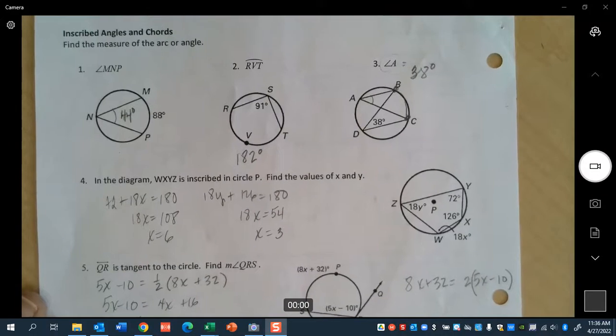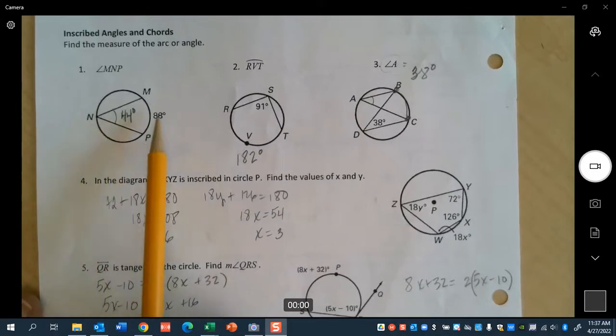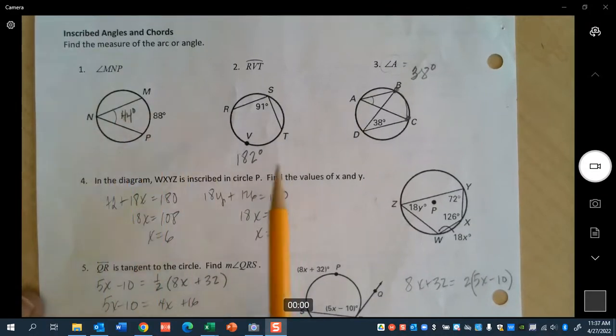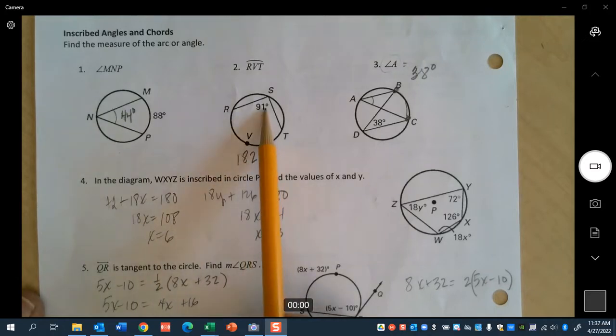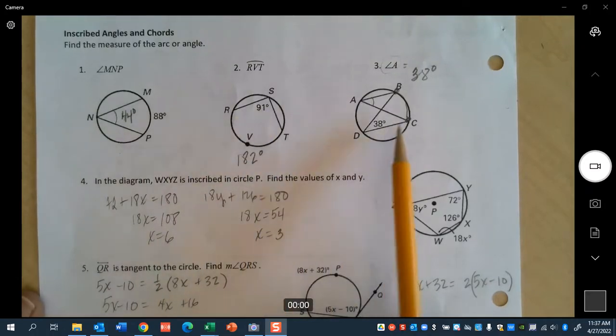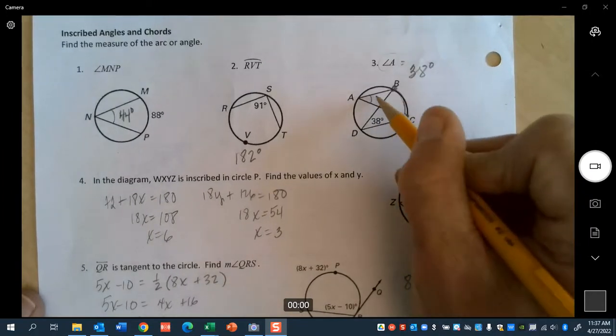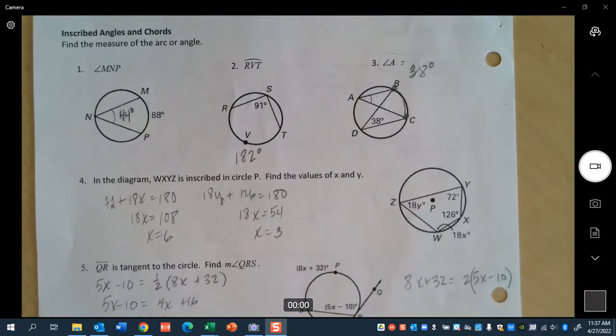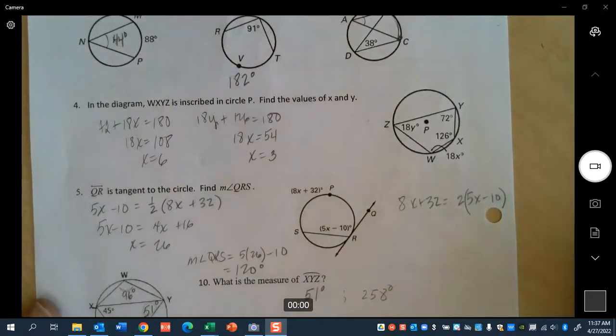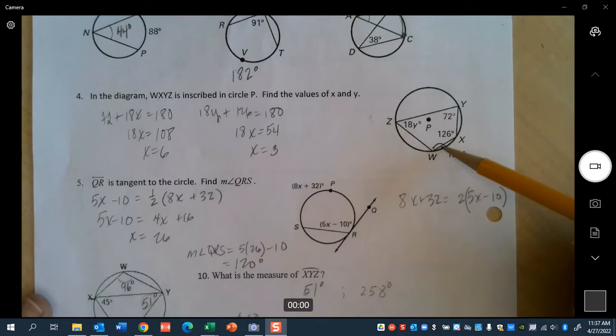On the back, a central angle is worth half of its intercepted arc. The arc is double the central angle. And two angles that come from the same intercepted arc are going to have the same measure. Opposite angles in an inscribed quadrilateral are supplementary.